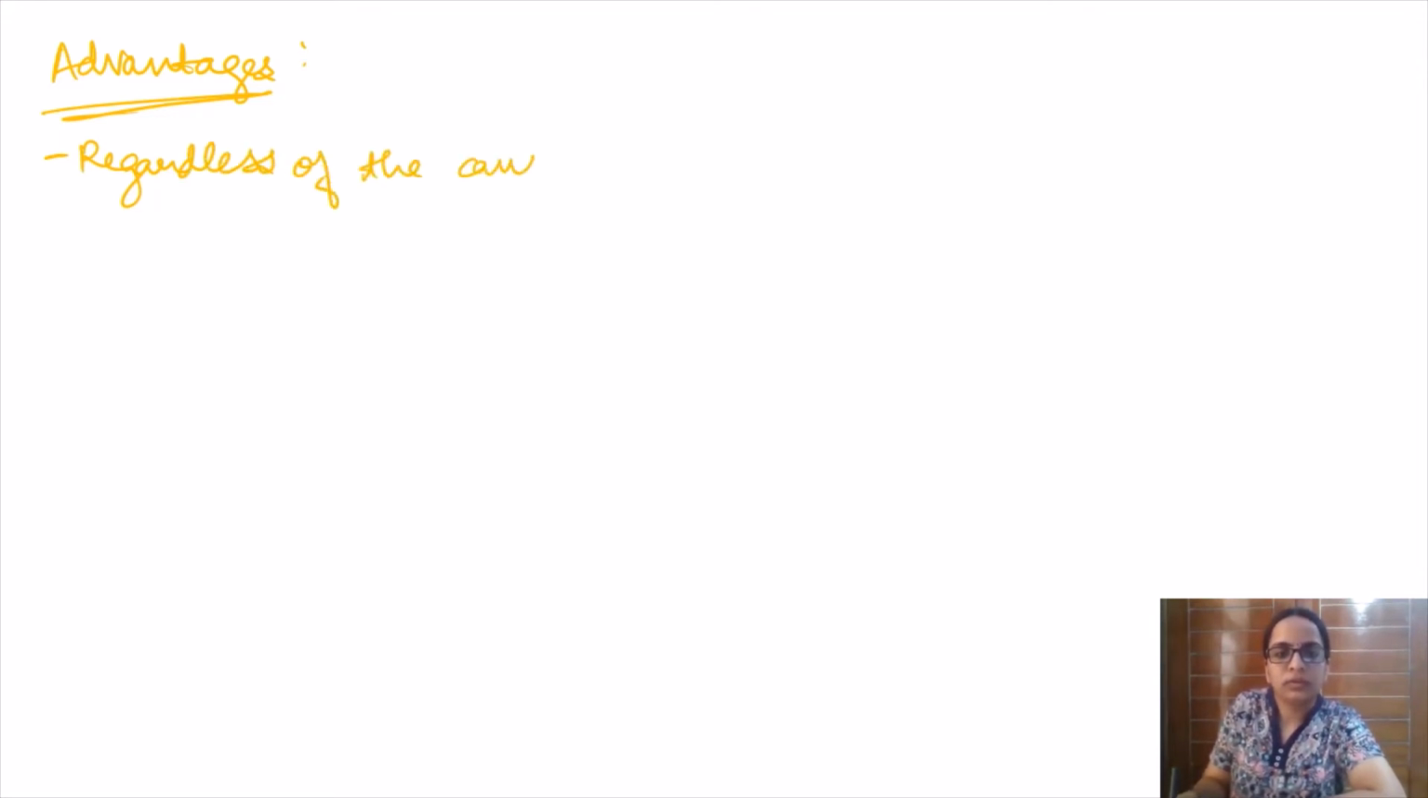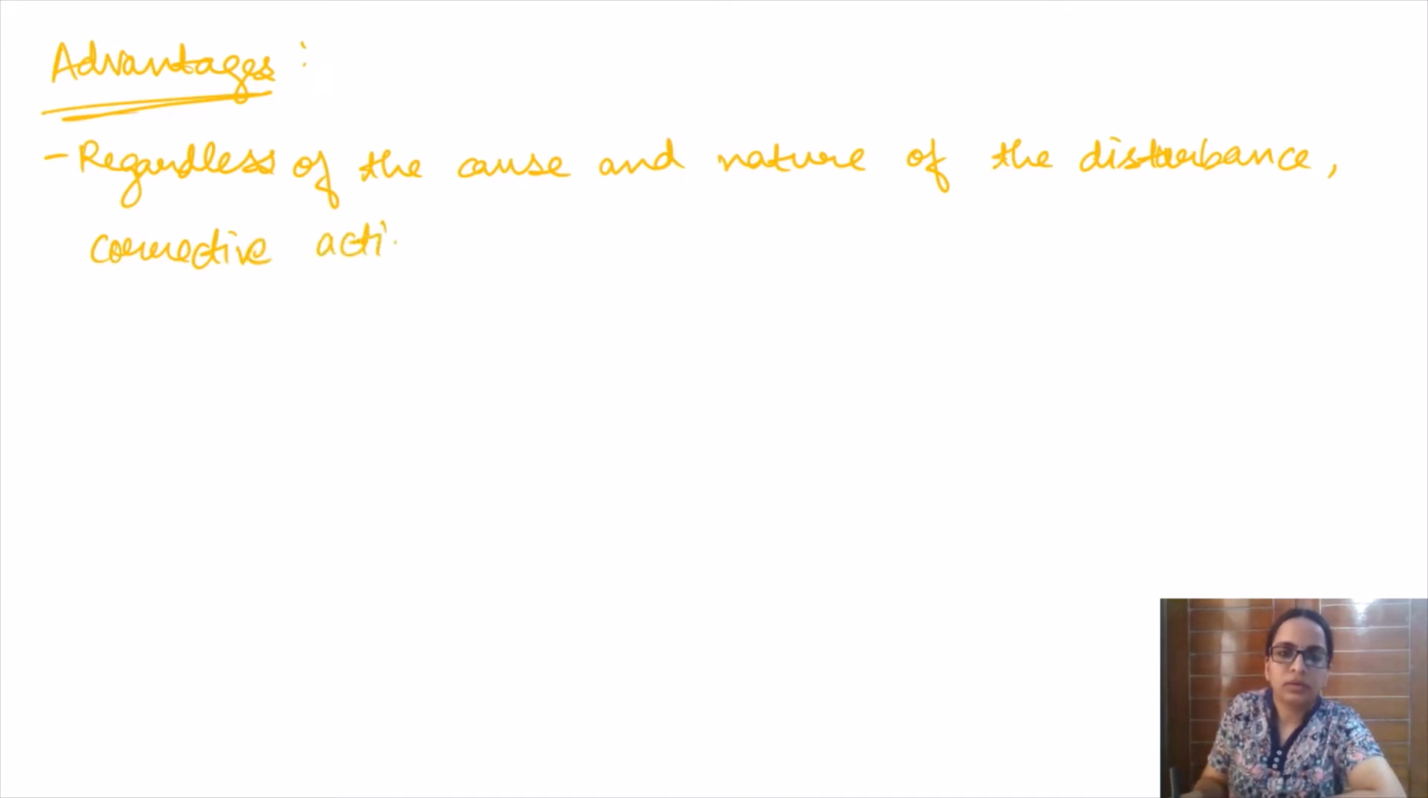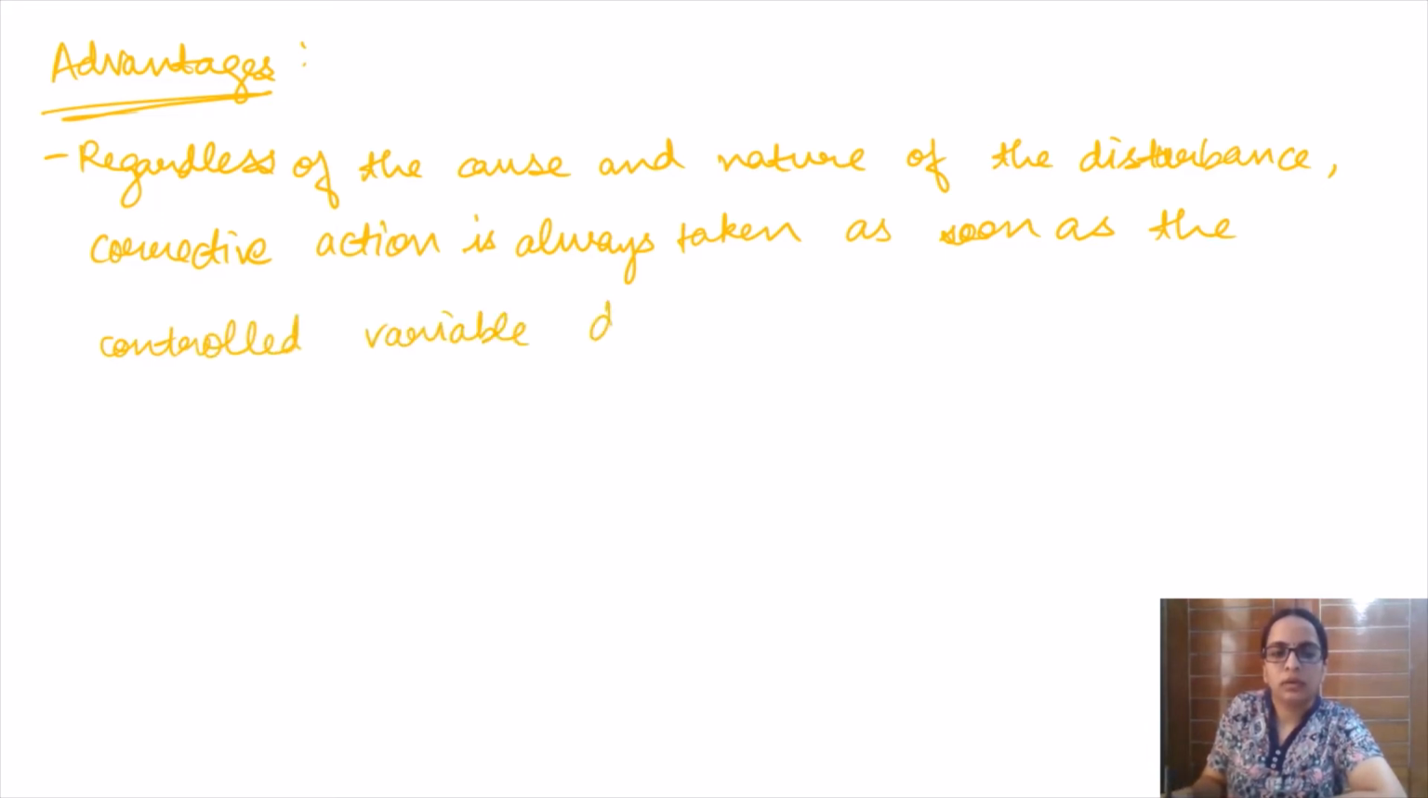So regardless of the cause and nature of the disturbance, corrective action is always taken as soon as the control variable deviates from the set value or set point, right?